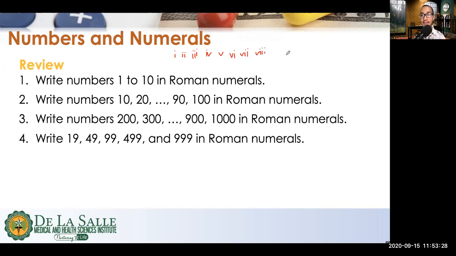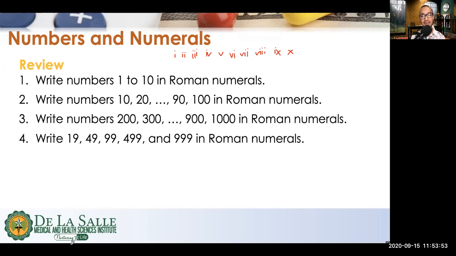Then 9 is no longer VIIII because that would be the fourth I. So what we will do is we will subtract 1 from 10. So that's why the number 9 is IX. And then number 10 is letter X. So that's how we write Roman numerals from 1 to 10.